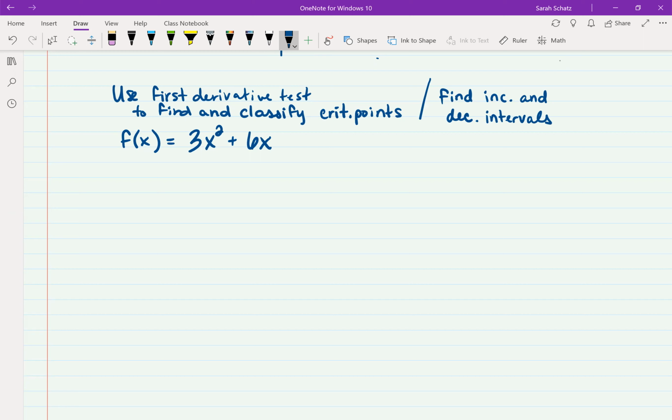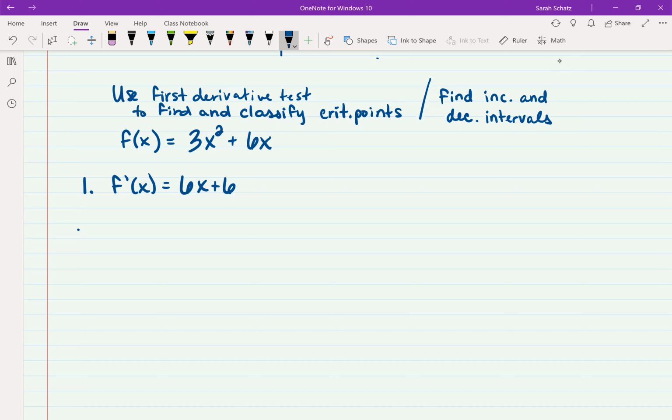So for every homework problem you have in this section, your first step is going to be to take the derivative. So you start with your original, taking the derivative, and you'll notice that most of these functions, the derivative is going to be easy to find. It's just going to be some power rule stuff. So take the derivative. Let's do the power rule. We'll get 6x plus 6.